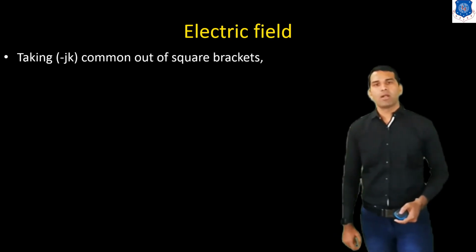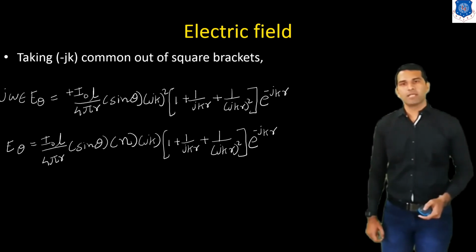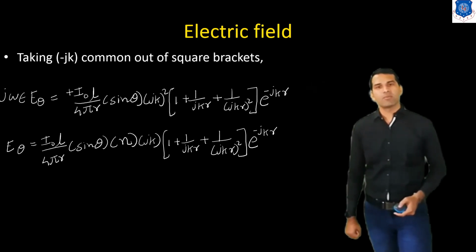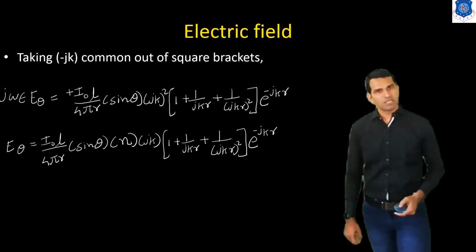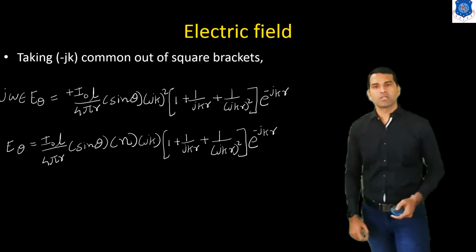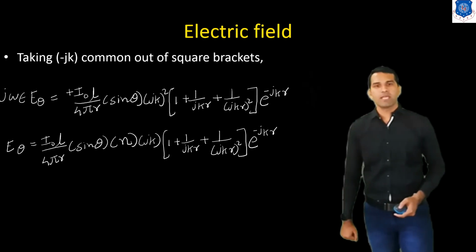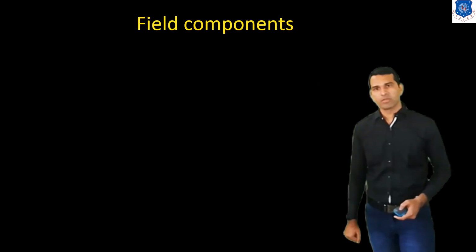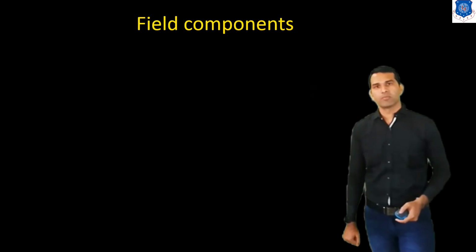Taking minus jk common out of the square bracket, we get j omega epsilon E_theta equals plus I0 L upon 4 pi r sin theta, jk square, (1 plus 1 upon jkr plus 1 upon jkr square) e raised to minus jkr. And when we solve this equation, we can write E_theta equals I0 L upon 4 pi r sin theta, eta, jk, (1 plus 1 upon jkr plus 1 upon jkr square) e raised to minus jkr. So this is the E_theta component of the electric field.